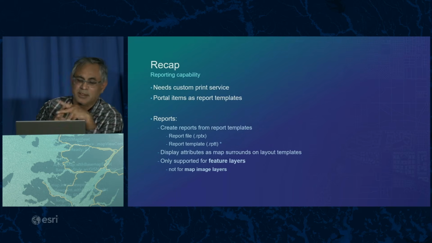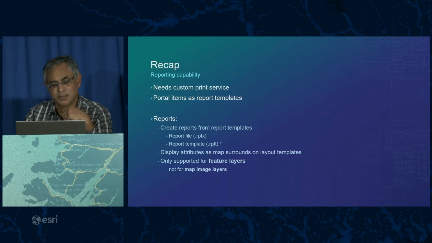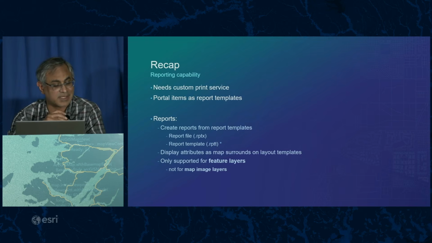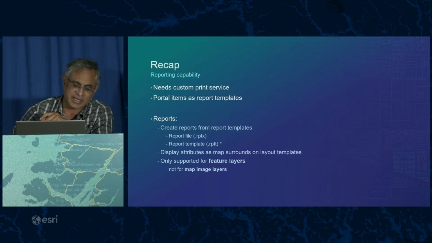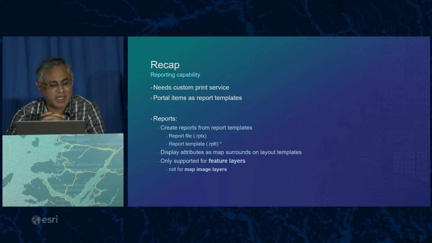Okay. And then next, obviously you can display the attributes as map surrounds on your layout templates. That was the second case I was talking about, and hopefully we still have some time to see whether we can debug it on the fly. What's going on there, right? That would be crazy, wouldn't it? We'll do that. Okay. Right now, reporting, for example, is supported for only feature layers.